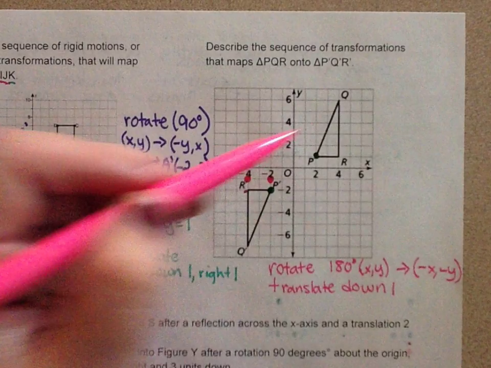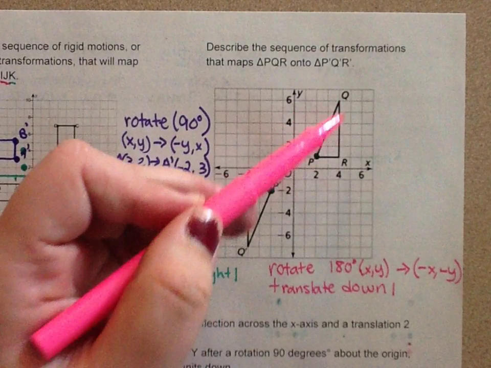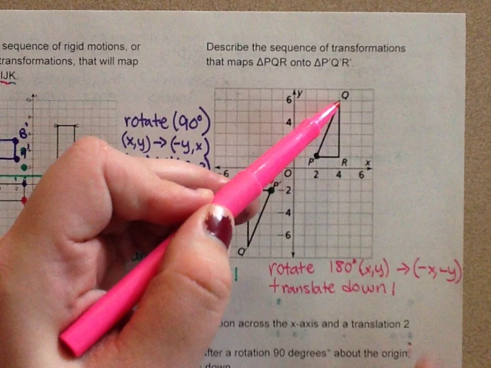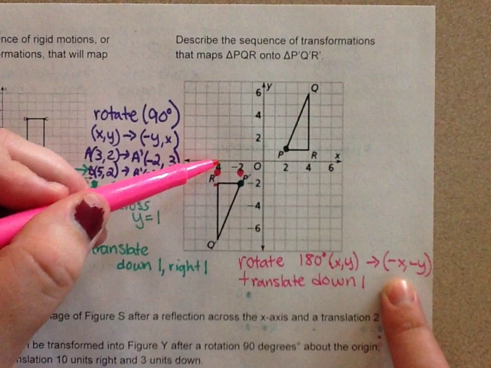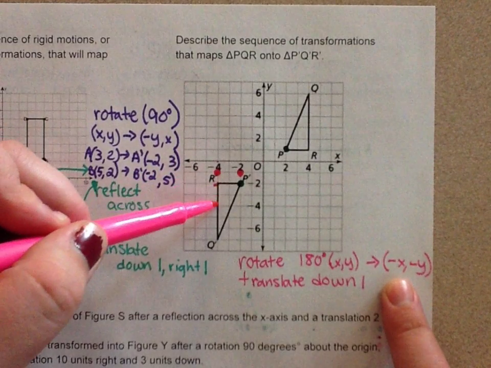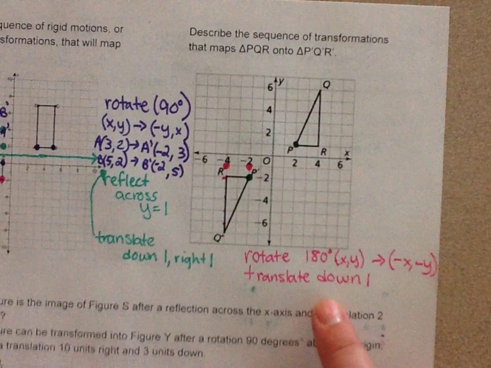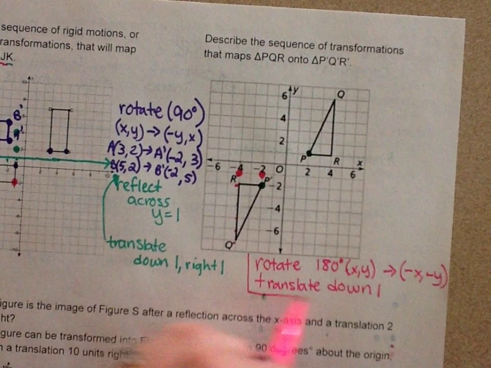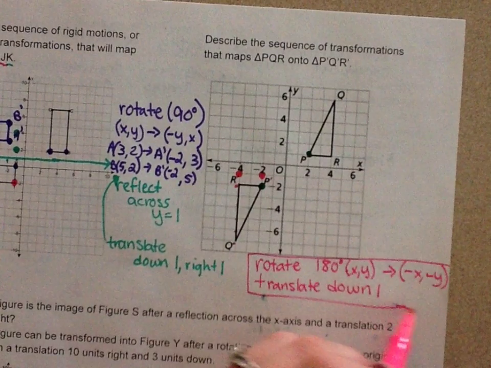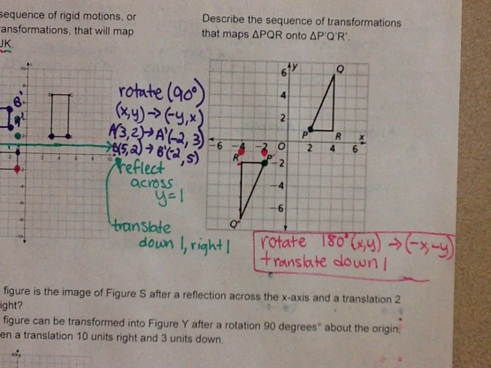Okay, does it work for Q as well? It should. Q is at (4, 6). What's it going to be after my 180 degree rotation? (-4, -6). So if I go to -4, down 6, and then if I translate down 1, do I get to Q prime? Yep. Okay, so this is going to be my series. Are there any questions on identifying the series of rotation?